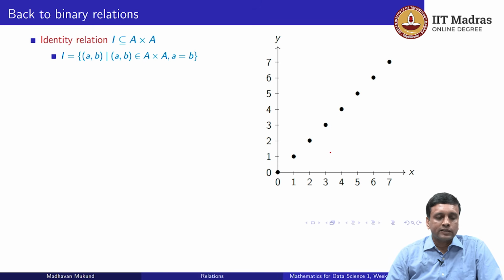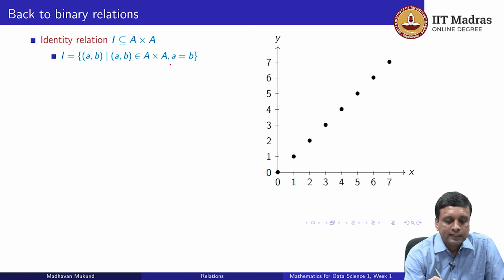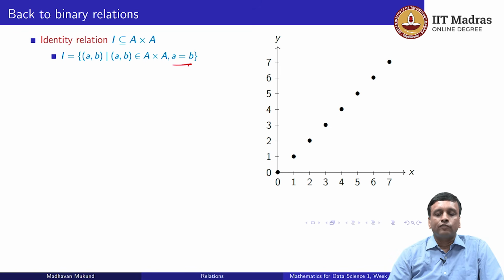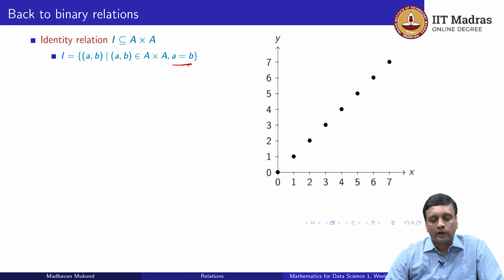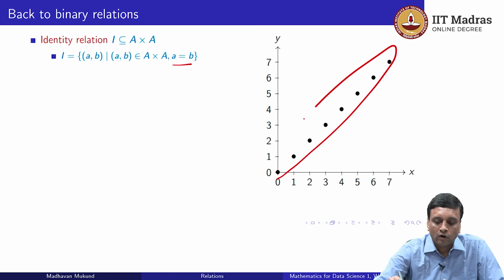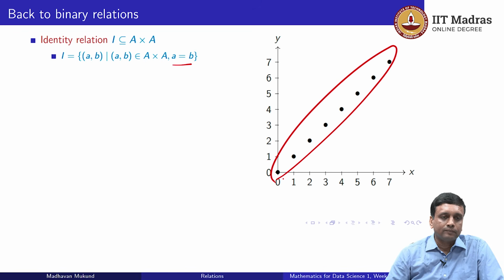So I take A cross A, which has all kinds of pairs A comma B where both A and B belong to A, and now I want the condition that A is equal to B. So in other words, I want things of the form A comma A. If I plot this, for instance, on the natural numbers N cross N, then I get 0, 0, 1, 1 and so on, and these are the points which are drawn on the right in this grid.